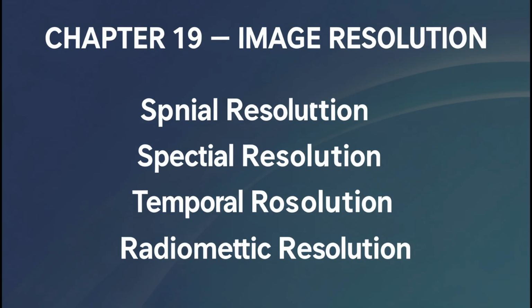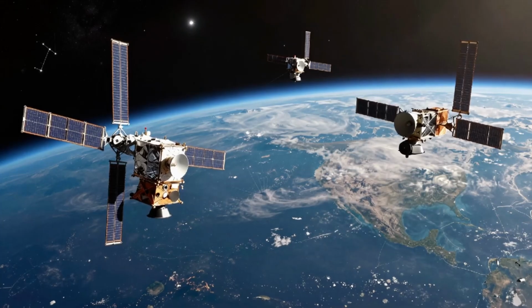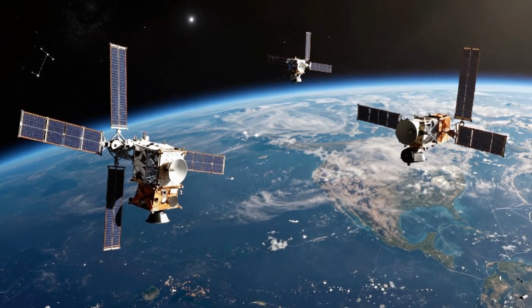Chapter 20. Spatial resolution. Spatial resolution refers to the size of the smallest feature that can be detected. Higher spatial resolution provides greater detail. Examples include 30-meter Landsat imagery, 10-meter Sentinel imagery, sub-meter commercial imagery. The choice depends on project requirements.